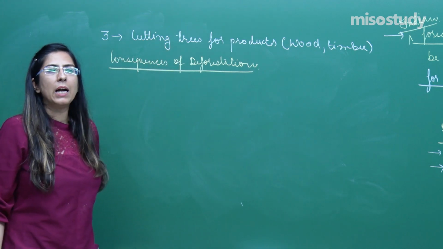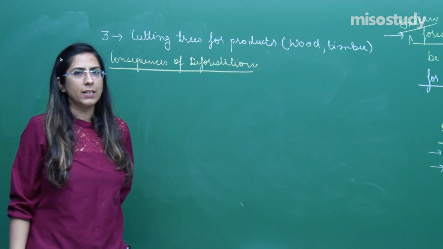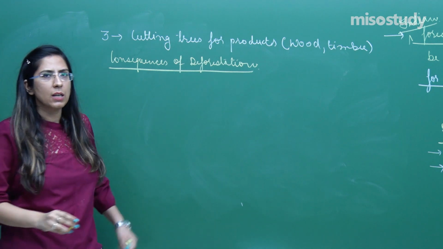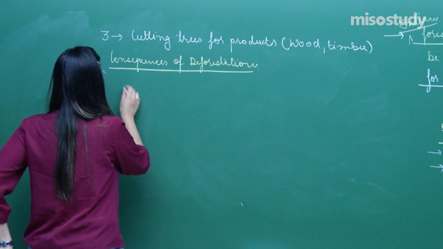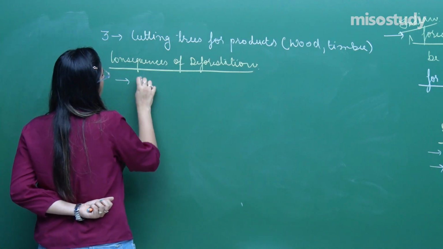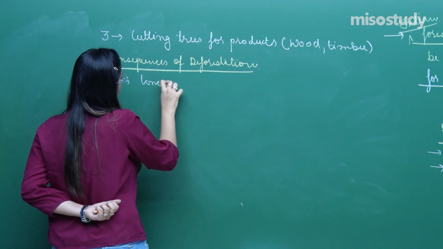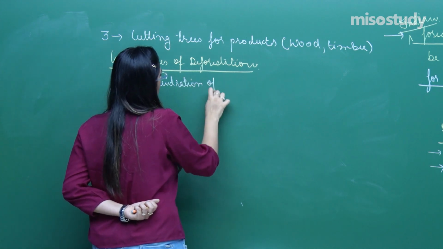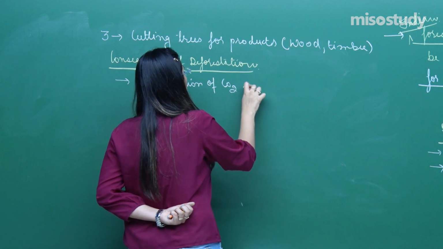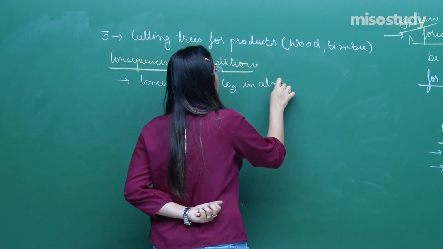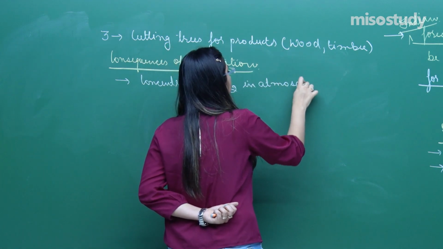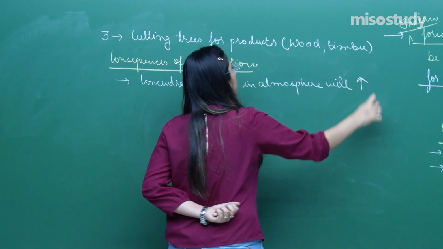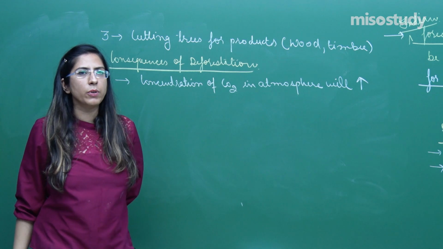Obviously, we know that plants help in the fixation of carbon dioxide. Because of deforestation, more and more carbon dioxide will be present in the surrounding environment. The concentration of carbon dioxide in the atmosphere will increase. This is one of the consequences.